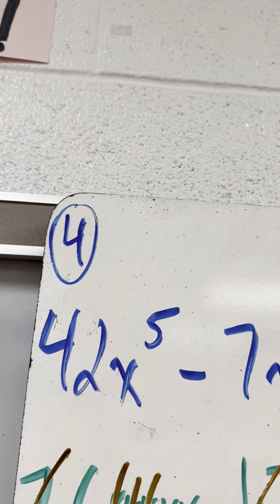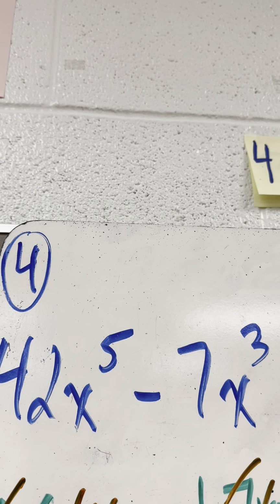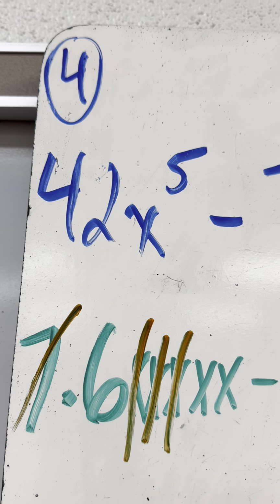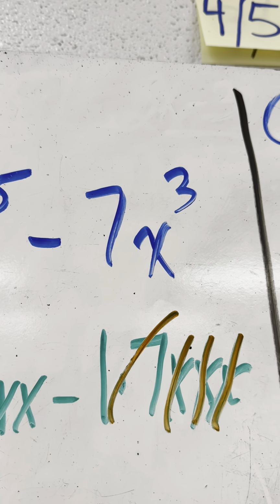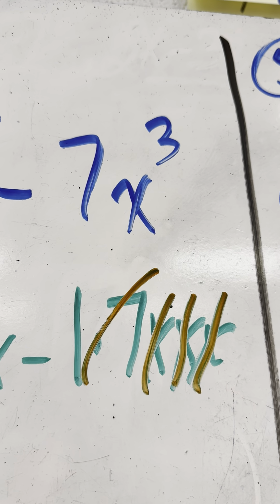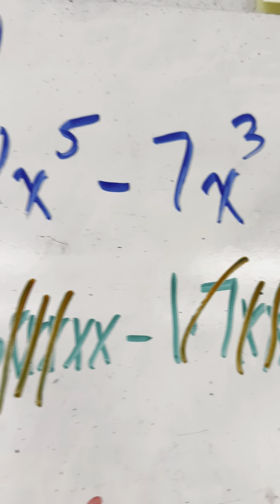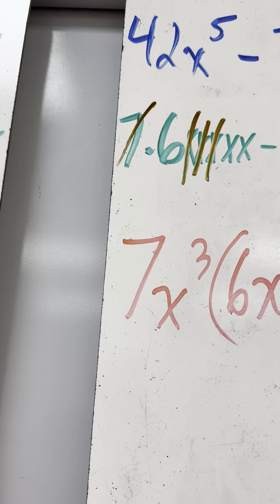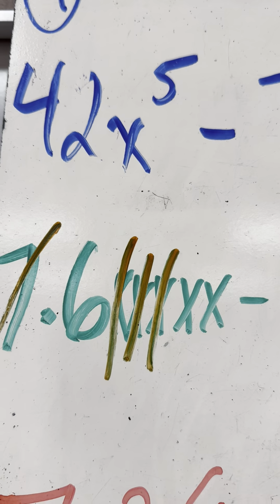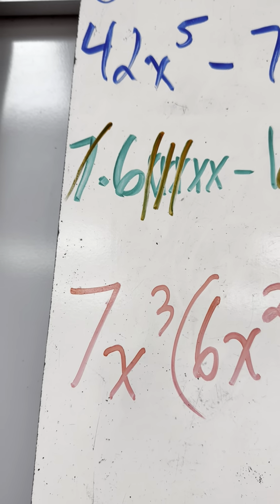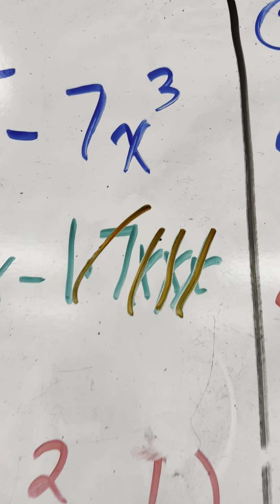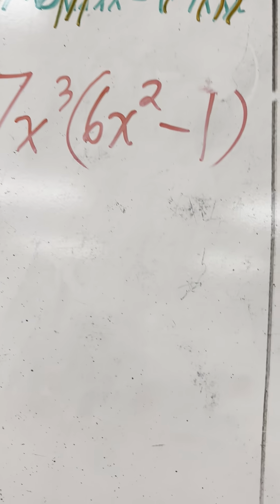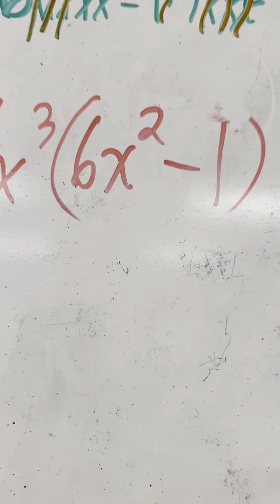Now, 42x to the fifth minus 7x to the third. 42 is 7 times 6 with 5 x's. And 7 is 1 times 7 with 3 x's. All right, what's common? A 7 and 3 x's. So 7x to the third. What's left? 6 and 2 x's, 6x squared. What's left here though, after you've crossed out 7x to the third, you're left with a 1, right? So 1 goes here, not 0, okay?